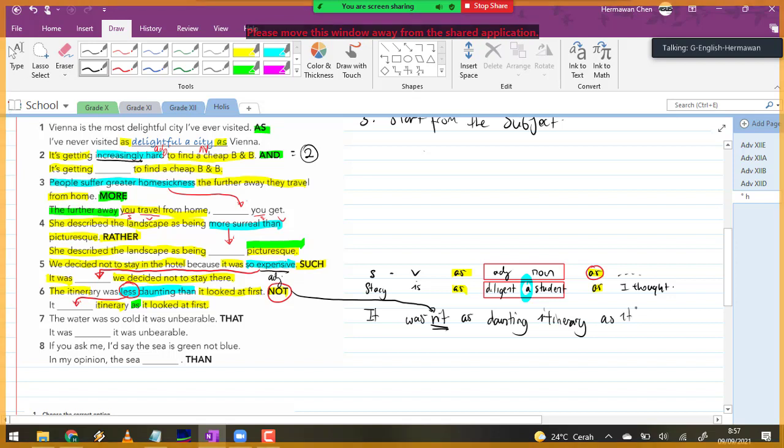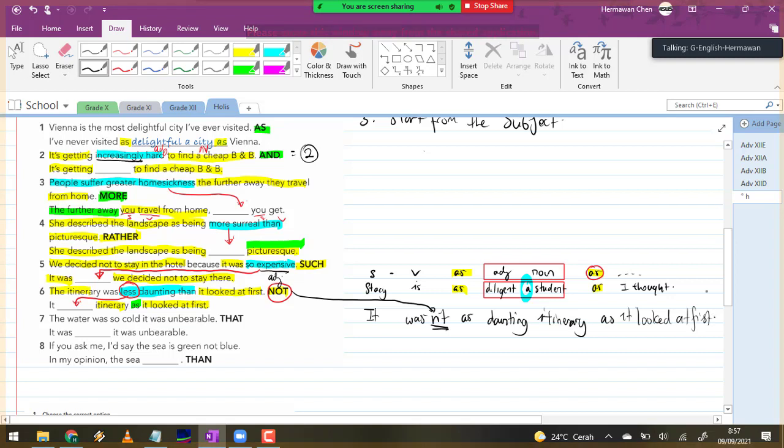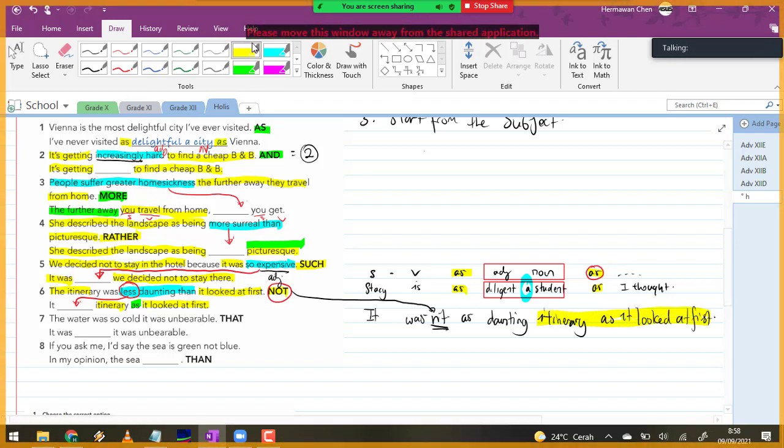As it looked at first. This is part of the sentence of the answer given. Okay, guys, this is the answer. Not is taken here. Yeah, not is taken. And then you have to use as.